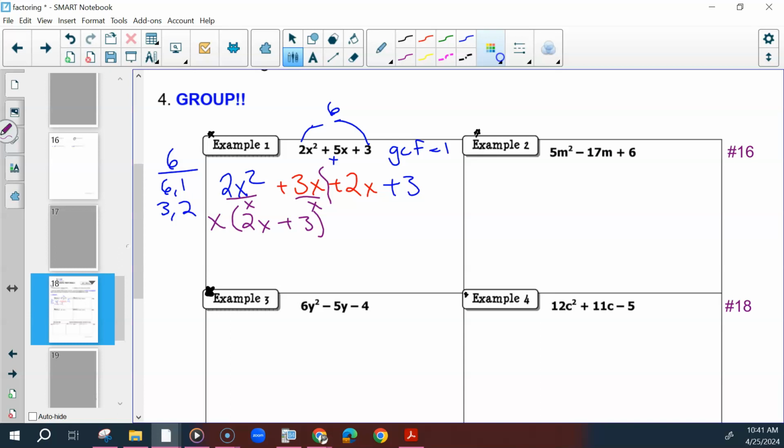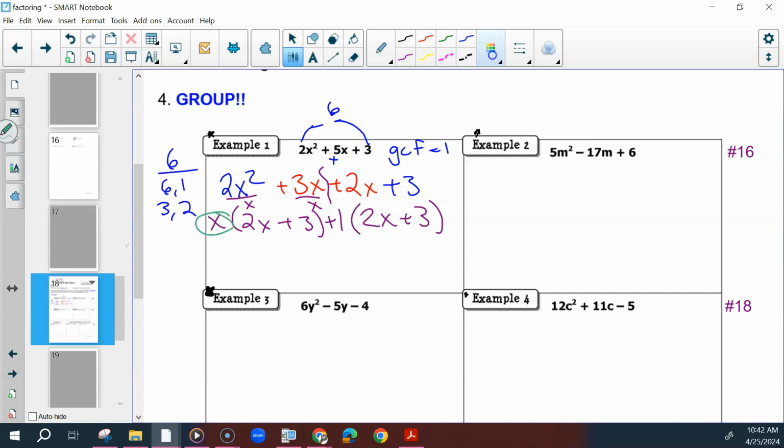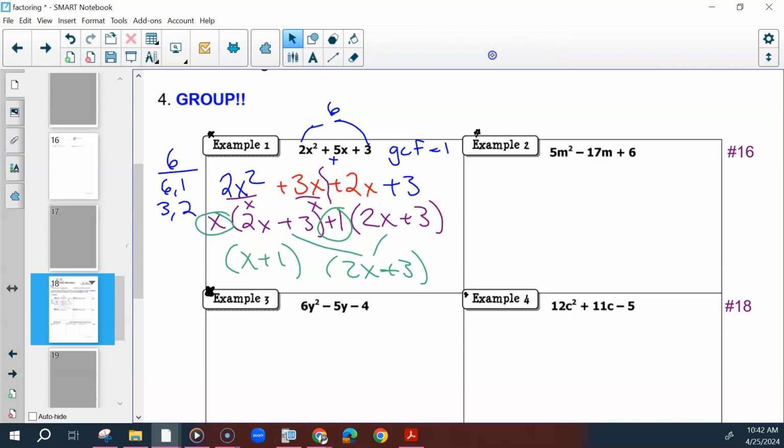Nothing except 1. So if nothing, always 1. But that would just leave it as the same. You want those inside pieces to be the same. 2x plus 3, 2x plus 3. And if that's the case, write your outside factors in one set of parentheses. And then just bring down one of these. And that would be our final answer. And we'll do some more when we get back from lunch.